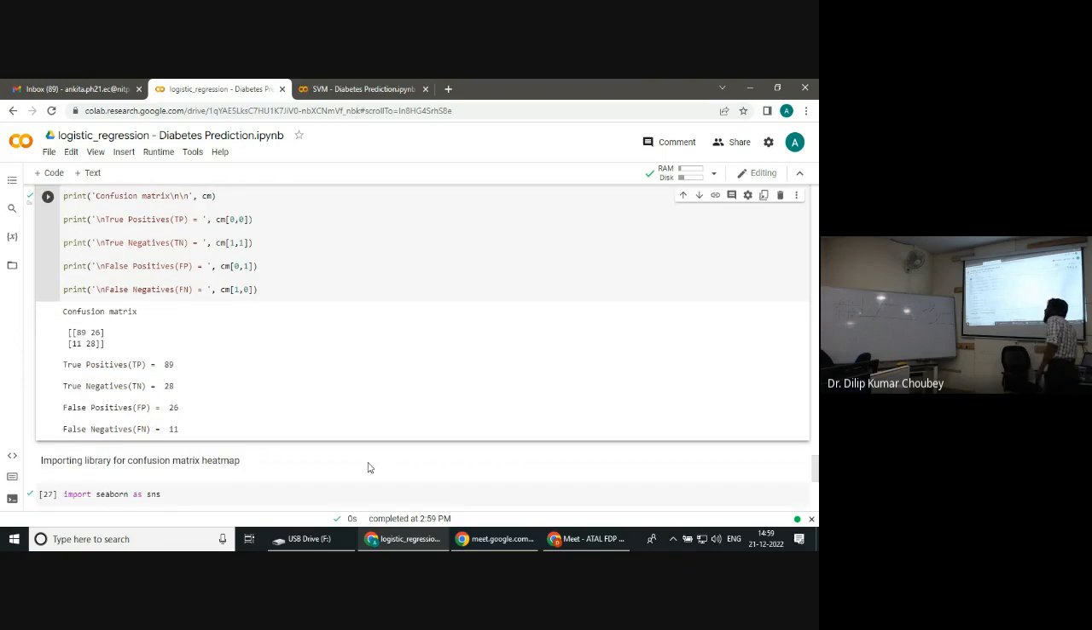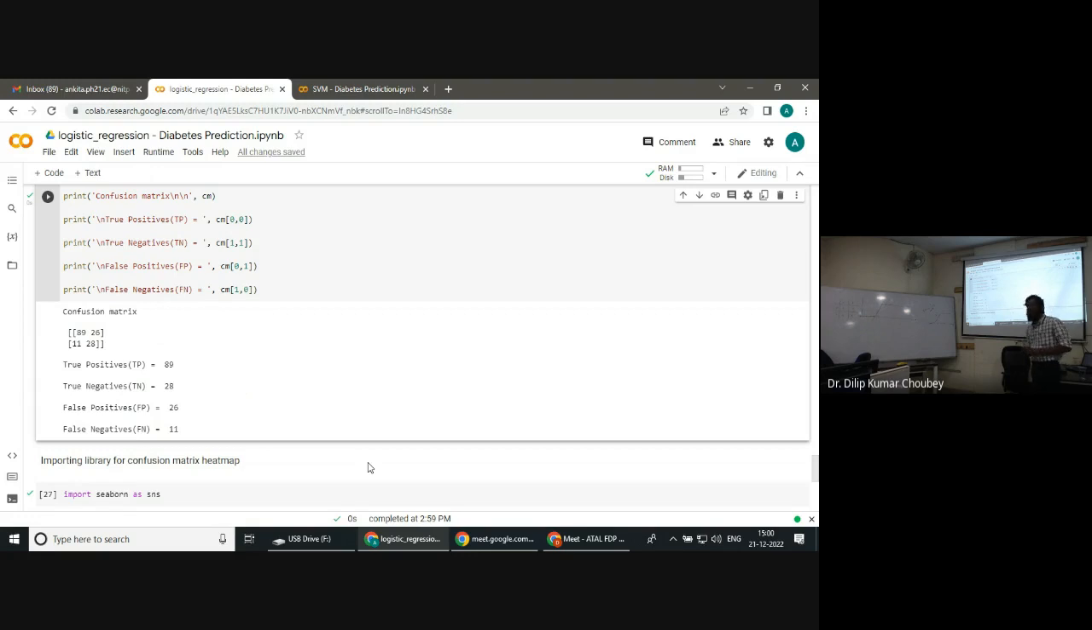So now, when you have a confusion matrix like this, which we have drawn over here, true positives, that means 89 people are truly detected as diabetic. They were diabetic, they have been detected as diabetic. True negative, 28 people did not have diabetes, and they have been detected as non-diabetic. Okay. False positive, 26 people who did not have diabetes have been detected as diabetic. False negatives, 11 people. So there were 11 people who were diabetic but have been diagnosed as non-diabetic.